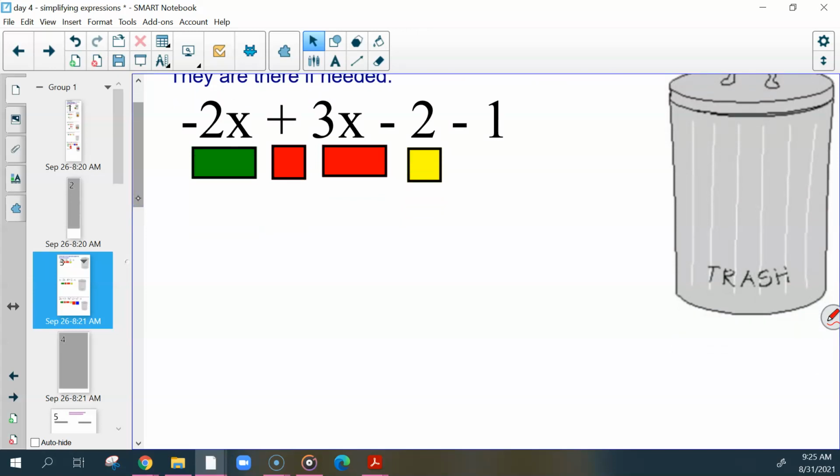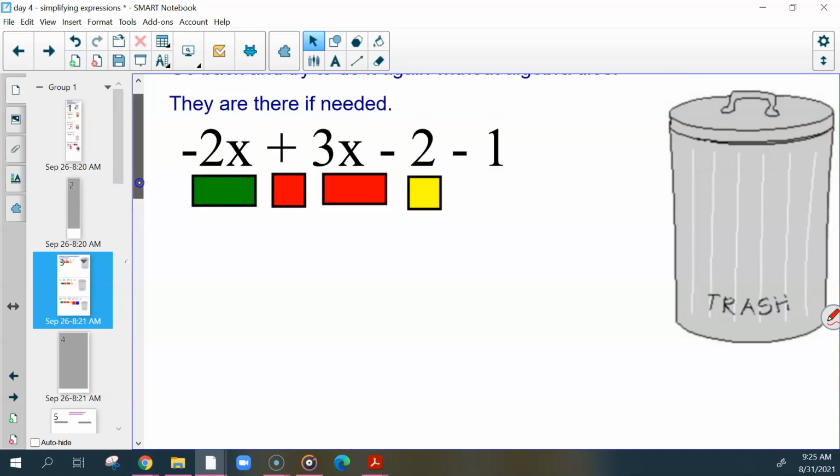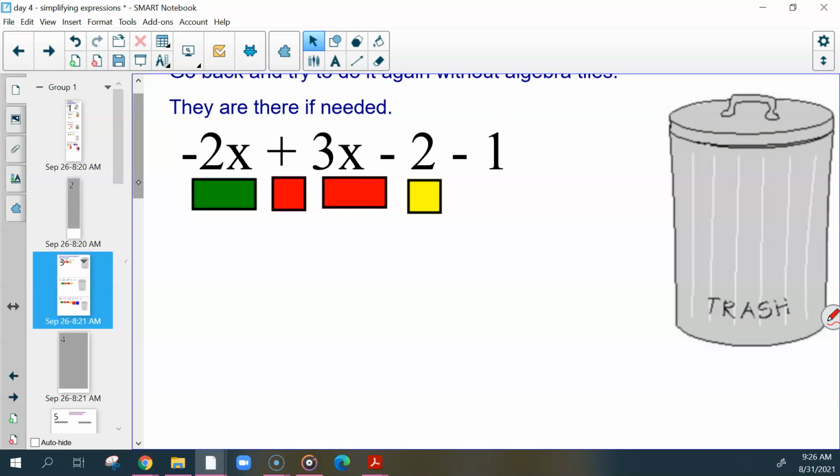So after we do this algebraically, you can pick and choose. Do you like using the algebra tiles? Would you rather do it algebraically? Whichever is easier for you, that's what you're going to use. So for this one, as we're doing this algebraically, and you may know how to do this already, it may be review, that's fine.